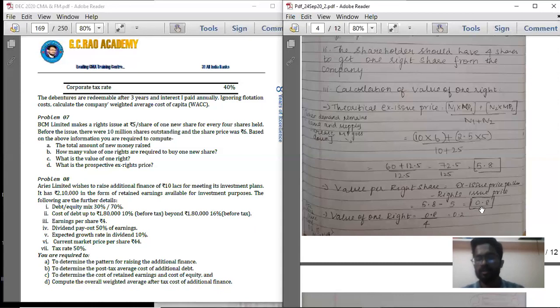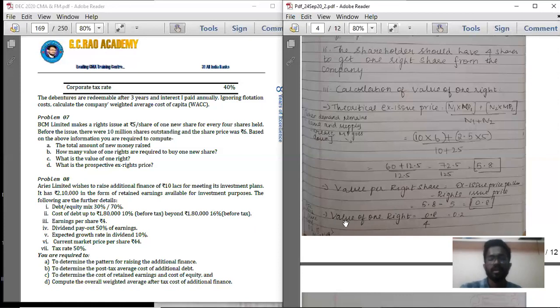So if you divide the value per right share by 4 shares, you will get the value of one right. For holding one share in the existing share capital, you have a right of 0.2. You are getting the value of one right as 0.2. So value per right share is 0.8, and for that 0.8 you should hold at least 4 shares to get one share. So 0.8 divided by 4, that is 0.2, is the value of one right.